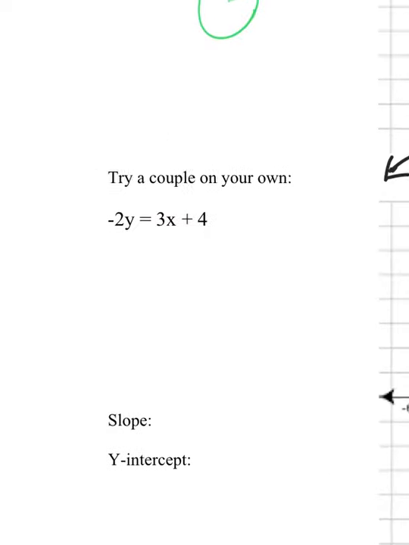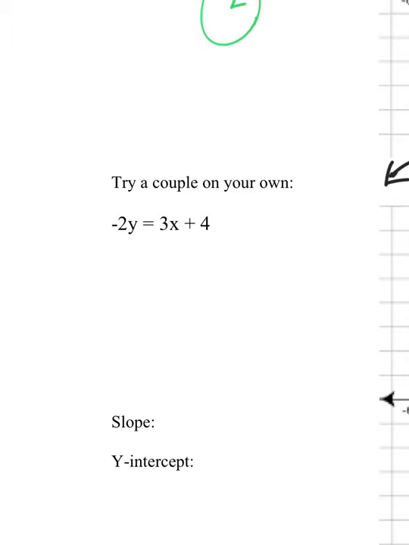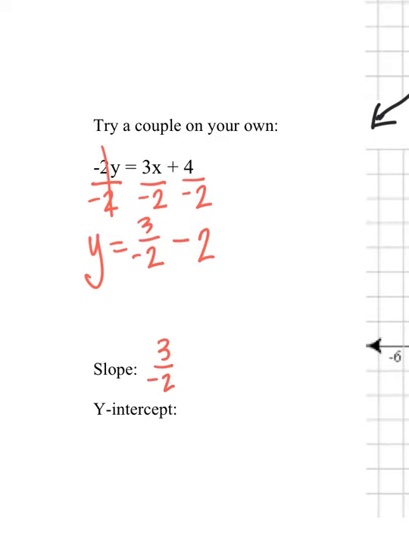So let's try one more together here. So here we have -2 in front of y. We can't have a number in front of y. So we're going to divide every term by -2. This is going to cancel out because -2 divided by -2 is 1. So now we get y by ourselves. 3 divided by -2, I'm going to keep that as a fraction, 3 over -2. And then 4 divided by -2 is going to give me a -2. So my slope here is either 3 over -2 or -3 over +2. Either one, but only one of them can be negative. And my y-intercept is -2.